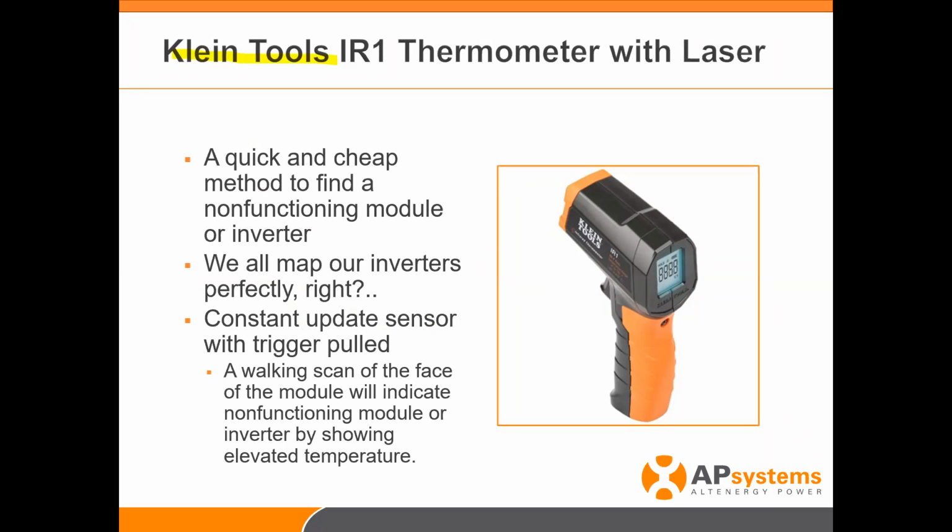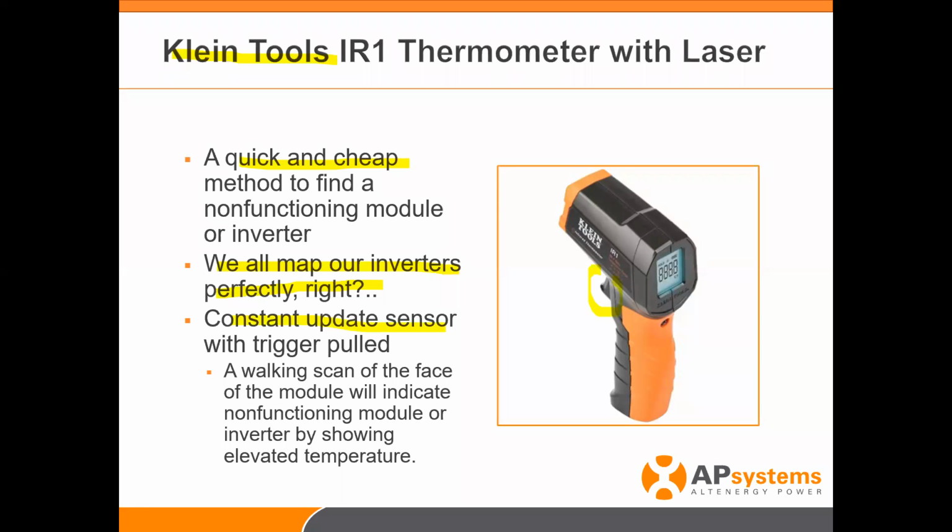Any one of these thermometers will work. This is the one I just happen to have, the Klein Tools. Quick and cheap, right? This can be purchased at Home Depot. I think it's under $30. I make a joke here: we map all of our inverters perfectly, right? And that's not true. I think we try to do our best, but at the same time, it's hard to find something that's not working. The nice thing about this particular device is a constant update sensor.